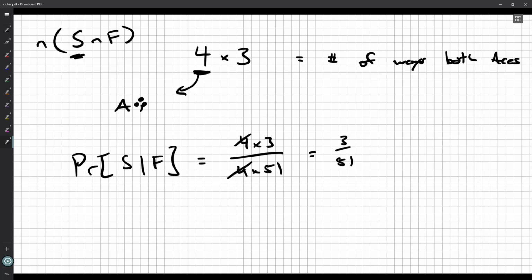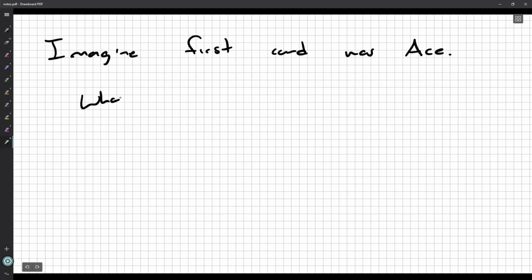So that's one way to do it. But just to show off another way to do it, you could instead say, okay, let's suppose we're in that situation. I've already drawn my first card, and I'm just more interested in what's the second card. Okay? I know the first card is an ace, so when I think about the deck, so sort of imagine first card was an ace. Right? When I imagine the deck, what's left? Well, there were 52 cards, but I took out one ace.